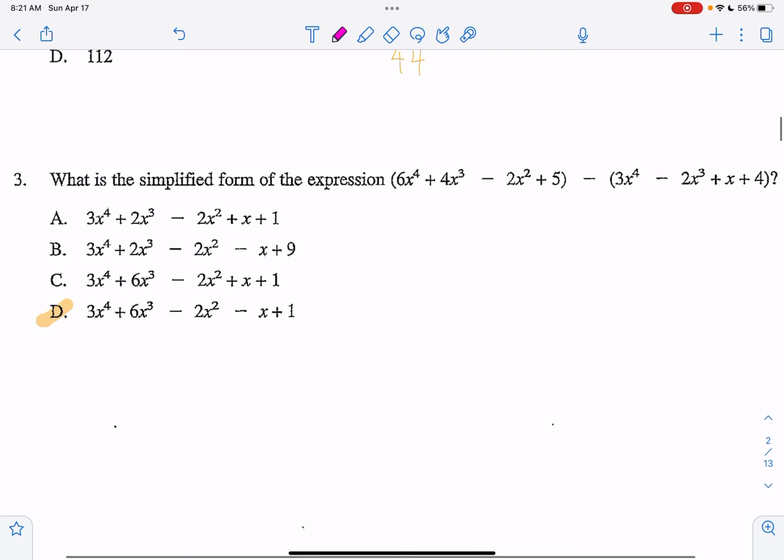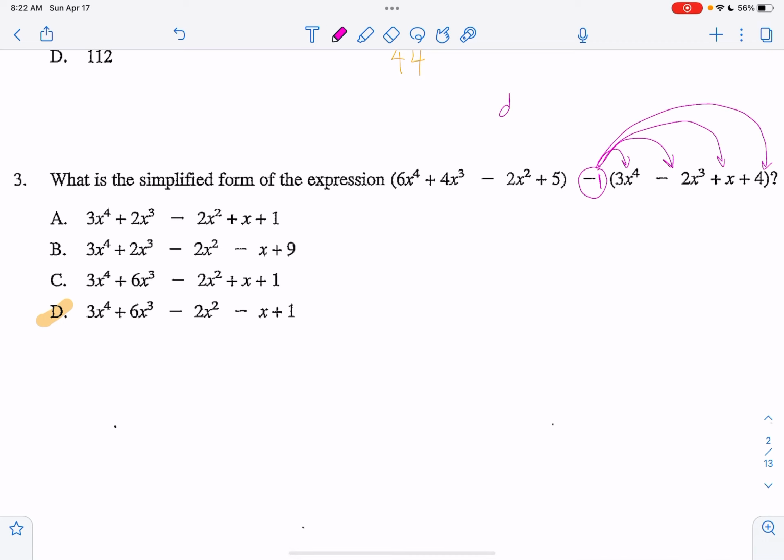Next for number 3, you need to find what is the simplified form of this big expression. So 6x to the 4th plus 4x cubed minus 2x squared plus 5. Then you're subtracting 3x to the 4th minus 2x cubed plus x plus 4. So you have to use the distributive property here. There's a subtract and an invisible 1 here. You essentially distribute the negative sign across everything in this parentheses.